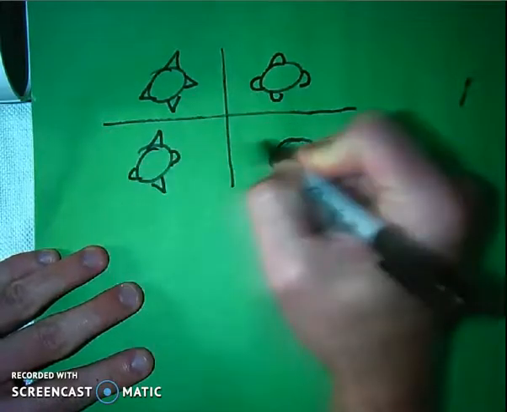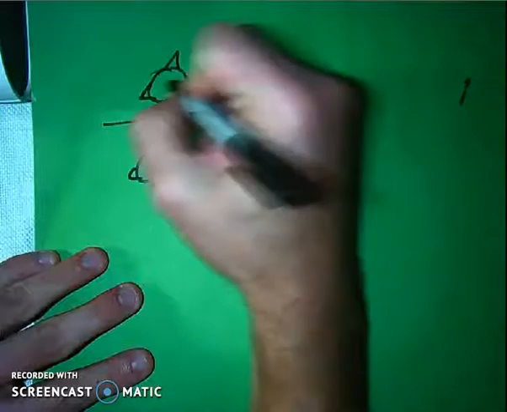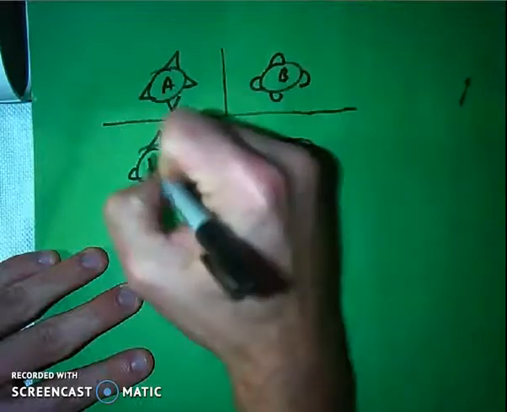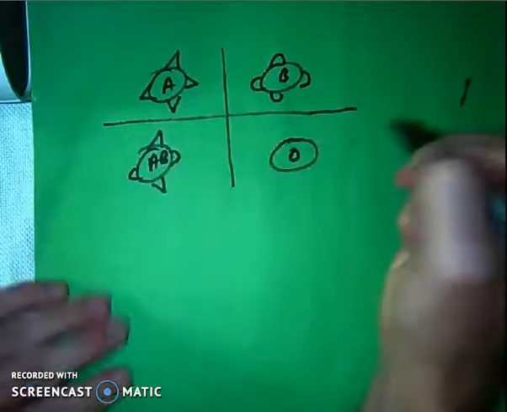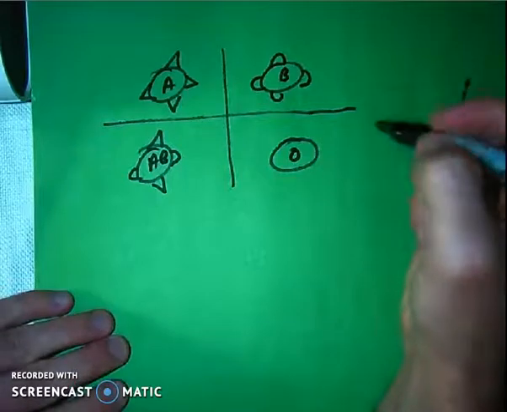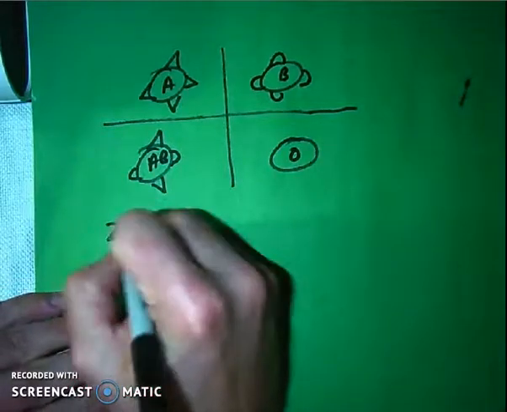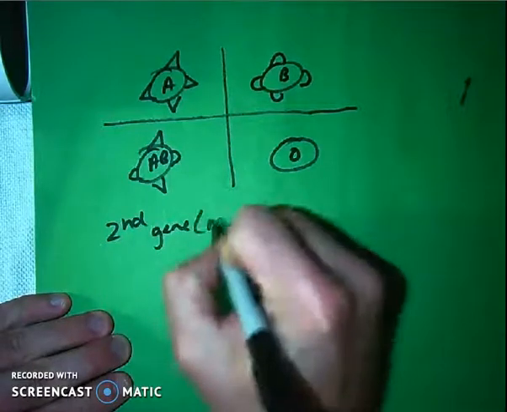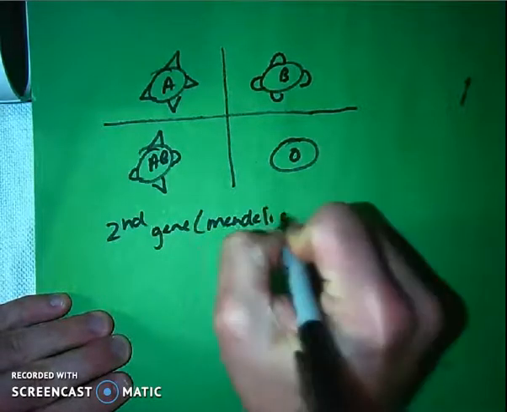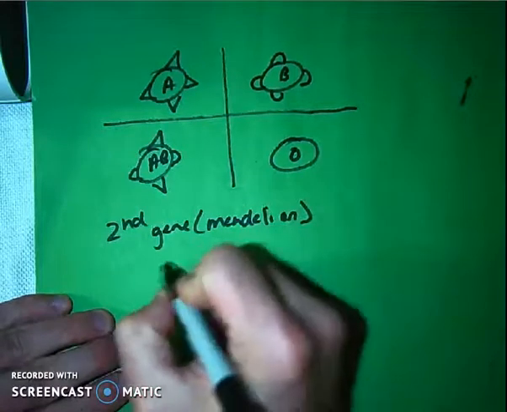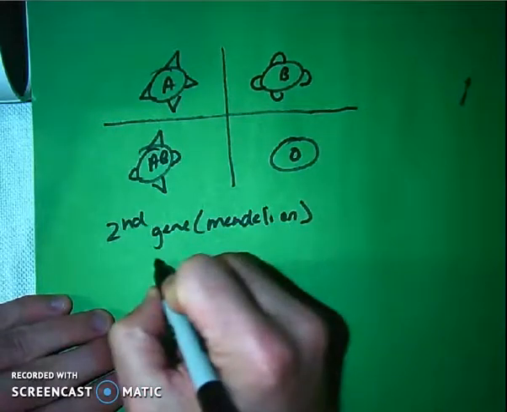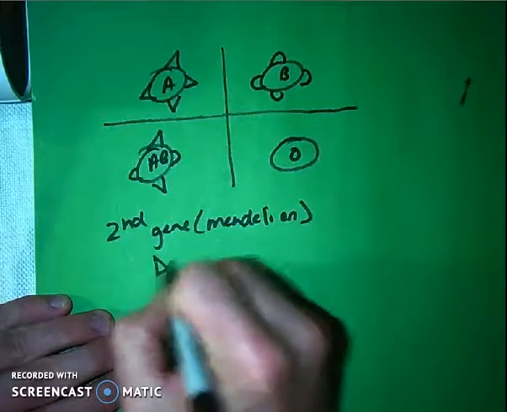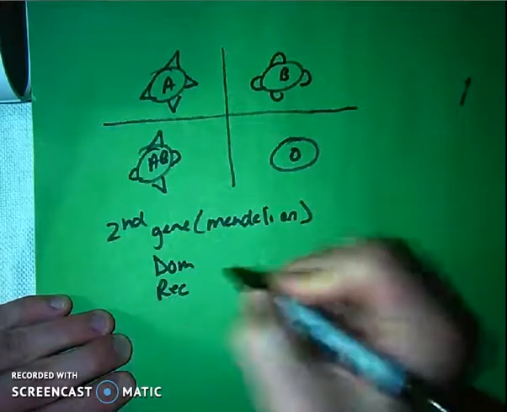So here you have some various blood types, and we have the A, the B, the AB, and the O. What we'll now add is a second gene that controls positive or negative. And this gene is completely Mendelian. So go back and review what it means to be Mendelian: there are 2 variations of alleles, a dominant and a recessive. So don't lose the fact that these things exist.